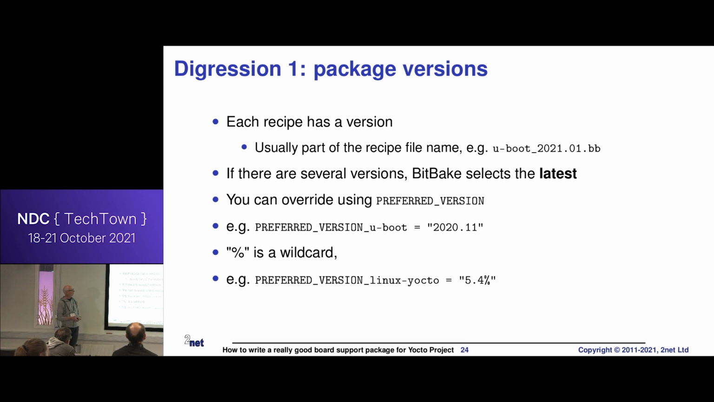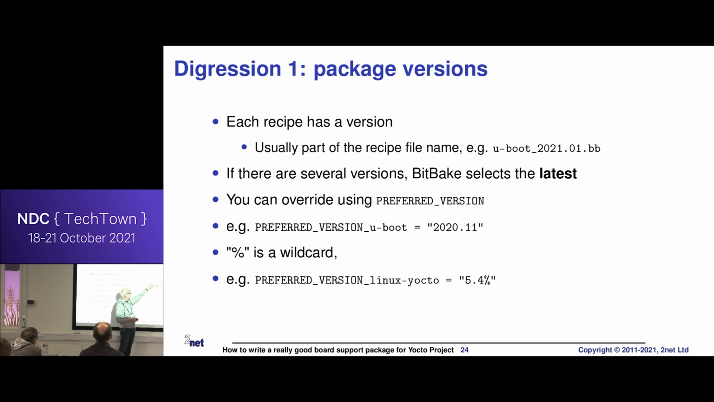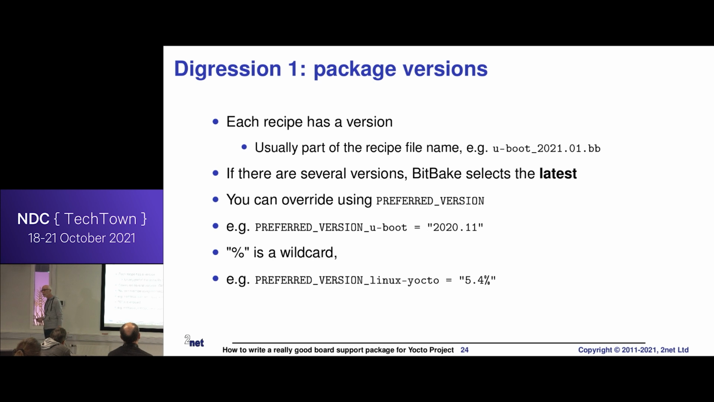So let's talk a little bit then, as a digression, about these version numbers. Every recipe has a version number. So with U-Boot, U-Boot is the name of the package, and then the version number is usually expressed like this, with an underscore, and then whatever the version number string is. And it's expressed as part of the recipe file name. There are other ways of doing it, but this is the most common way of doing it.